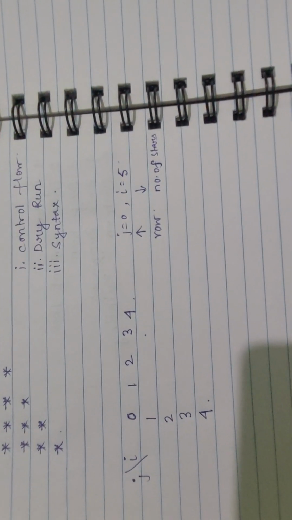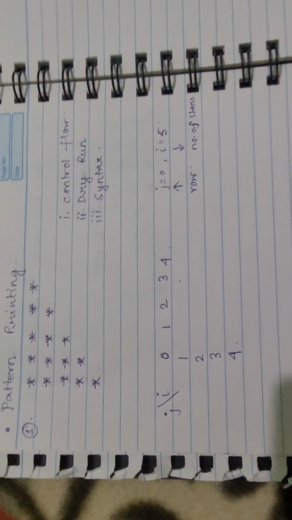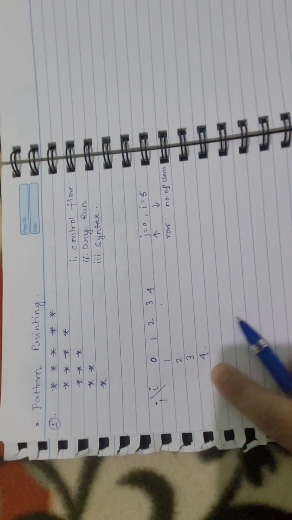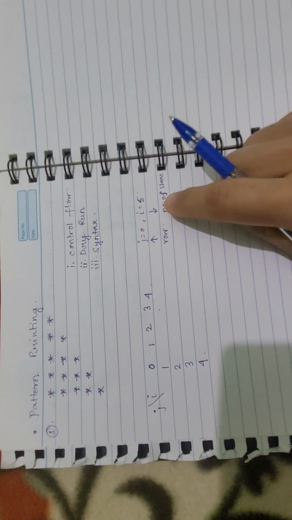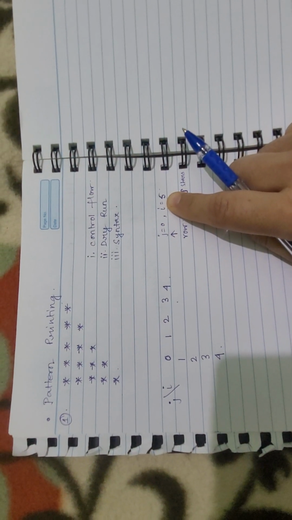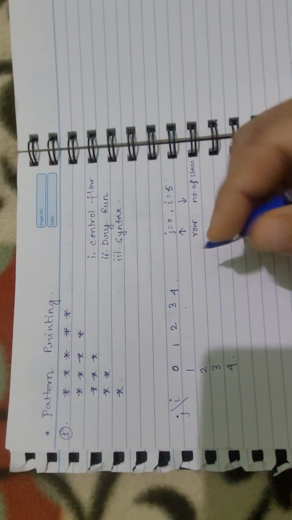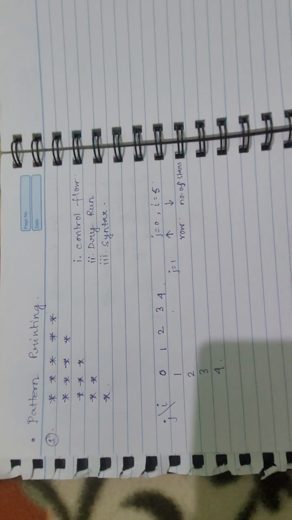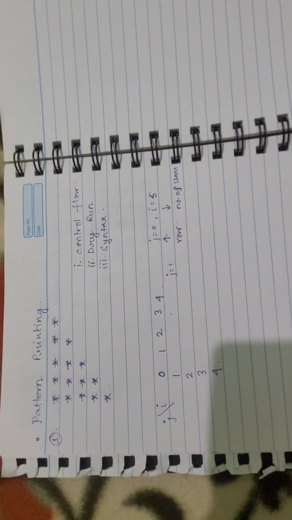You'll have to have clarity about what you are writing, what you are trying to find out from here. That clarity will make you understand things very clearly. So J is not the number of stars, J is the row number. How many rows are there? 5 rows are there. And I means the number of stars present in that particular row. So when J is 0, I is 5. Now when J is equal to, suppose, 1, how many stars are there in the first row?